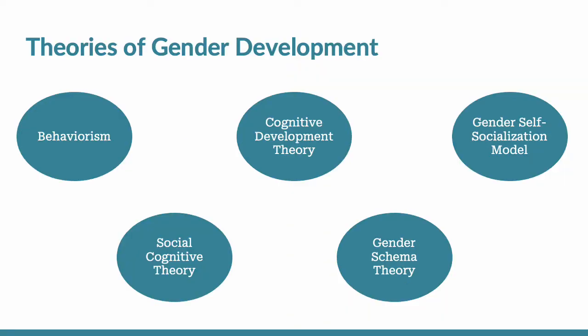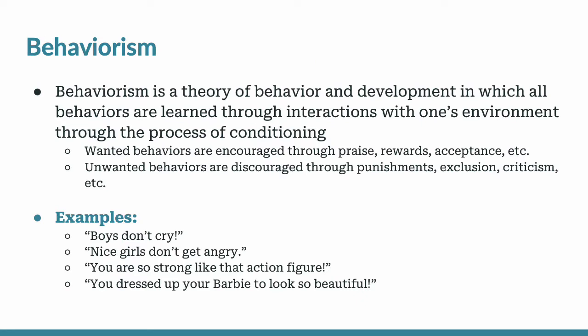Next up, we're going to talk about the various theories of how gender develops through one's childhood. The five theories that we will go over are behaviorism, social cognitive theory, cognitive development theory, gender schema theory, and last up, the gender self-socialization model. First up is behaviorism.